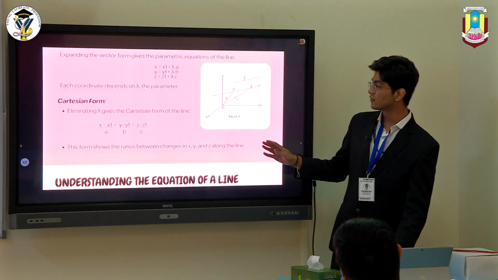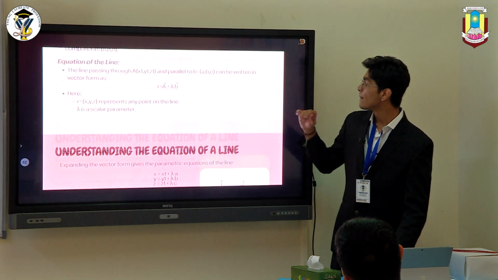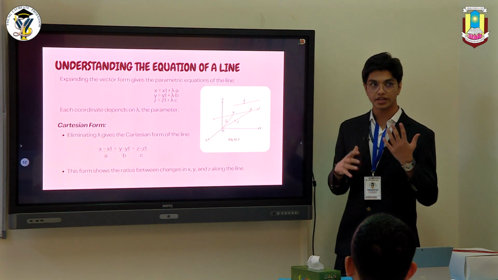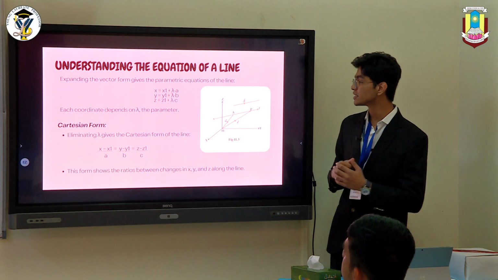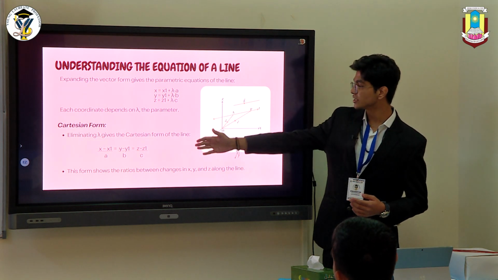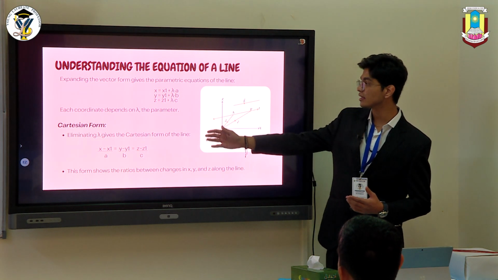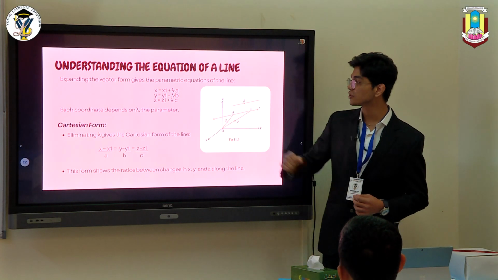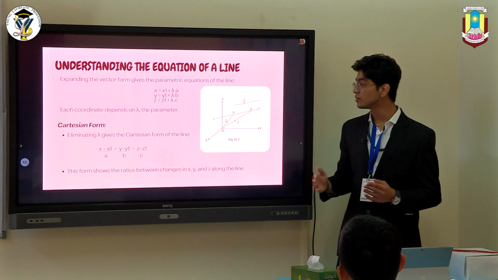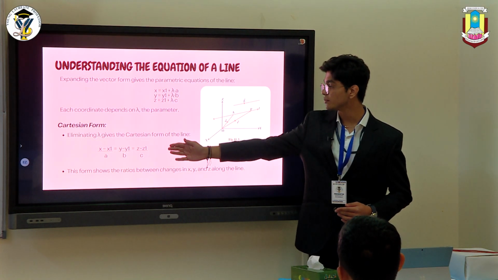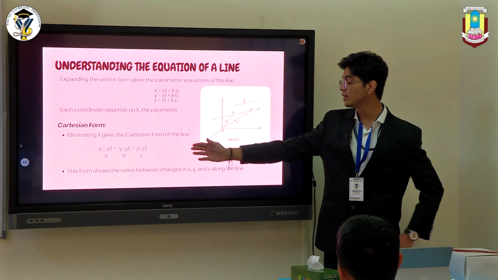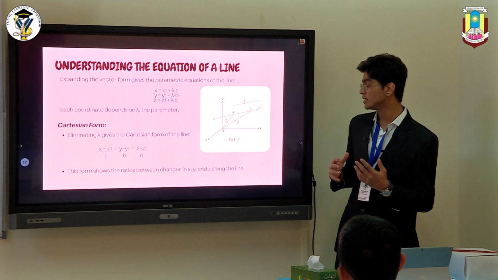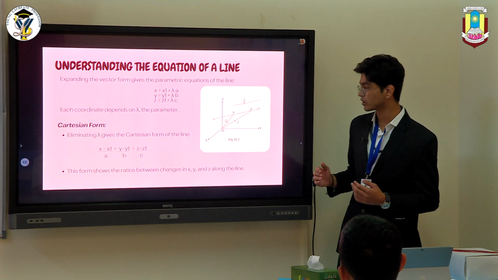Moving on, we have the diagram given over here, which is used for the derivation of this equation that I showed in the previous slide, and we have the same equation in Cartesian form which can be written by eliminating lambda. So how we will be getting that is writing these equations in terms of lambda and then equating them with each other, which gives us this equation: (x minus x1) by a is equal to (y minus y1) by b is equal to (z minus z1) by c. So this form shows the ratios between changes in x, y and z along the line.